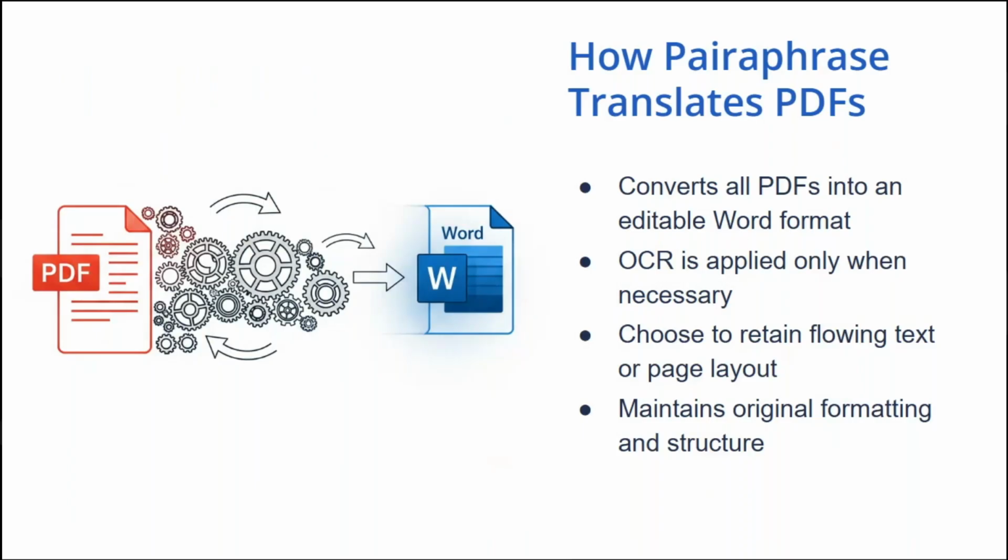Then you can translate and post-edit that Word document, and after you're done, you download it as a Word document to your computer, or you can also save it as a PDF back in Google Drive. And Pairaphrase has recently incorporated two different processing modes: retain flowing text or retain page layout. These are the same modes Acrobat Pro offers to process files.